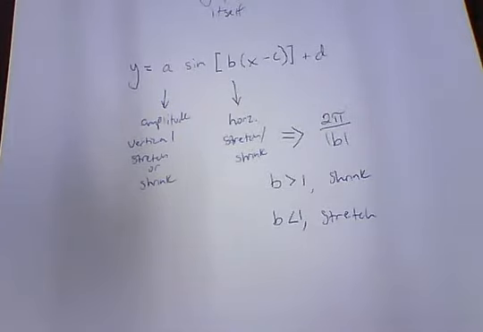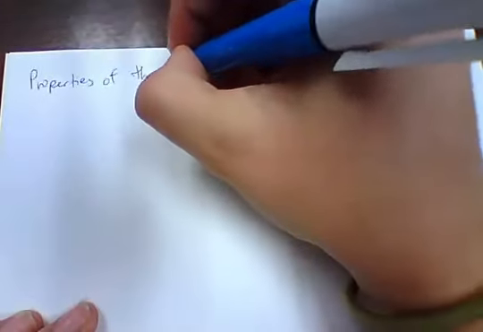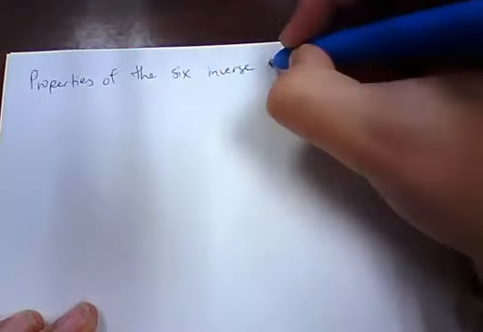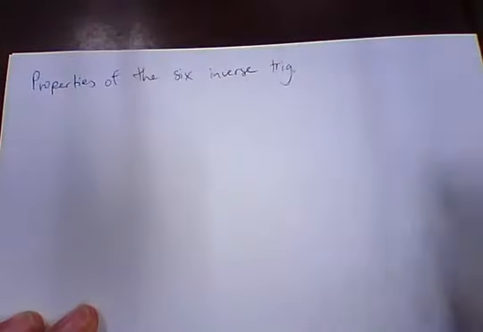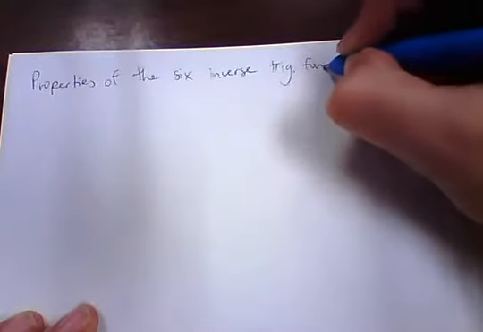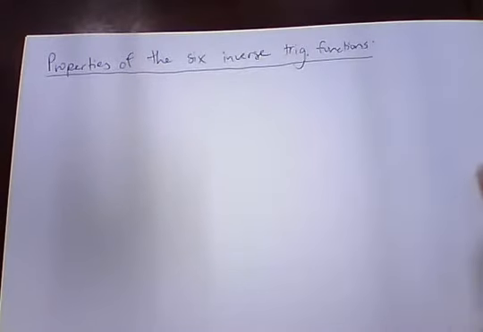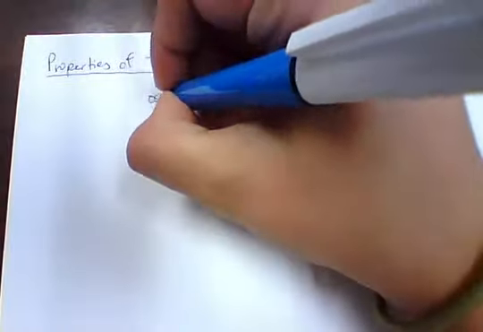Now, there's one last topic I'd like to talk about, so we're moving on. And we're going to talk about properties of the 6 inverse, I'm going to abbreviate, trigonometric functions. Whew, that's a long title. All right. And I want to review one vocab term with you for this, oscillation.